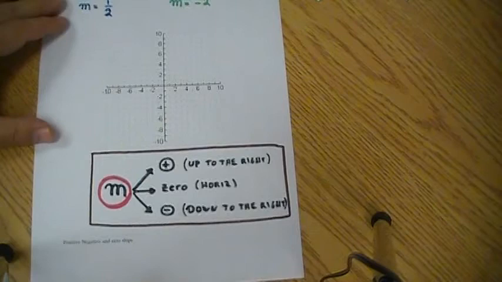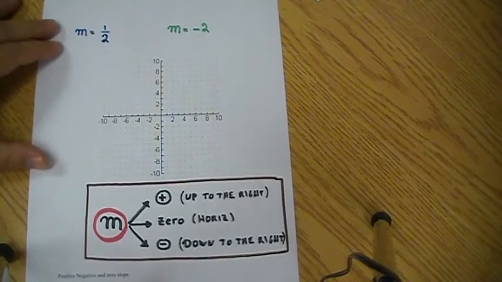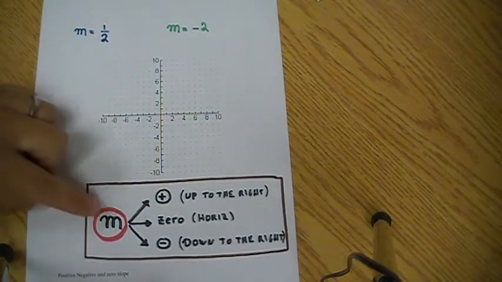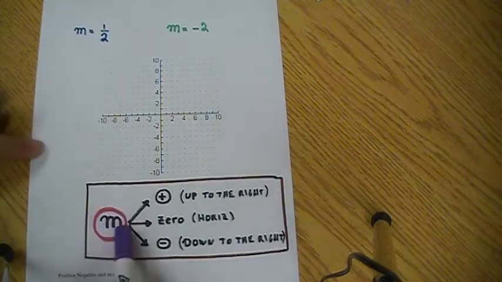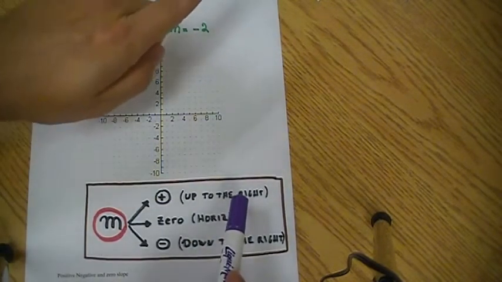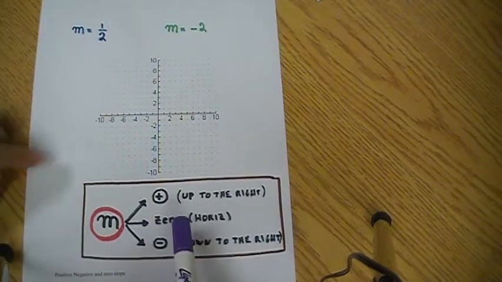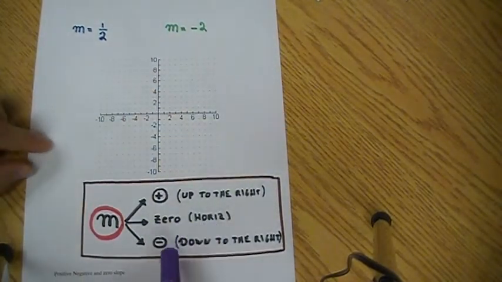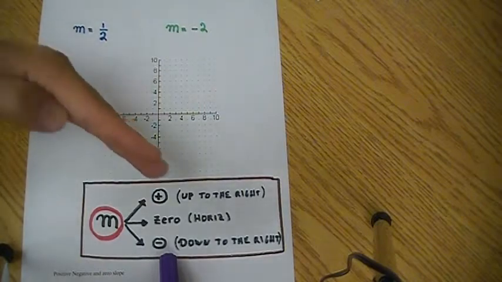Well, slopes can be positive and can be negative. If the slope is positive, we mean that it goes up to the right. If the slope is 0, it's horizontal. And if the slope is negative, then it's going down and to the right.